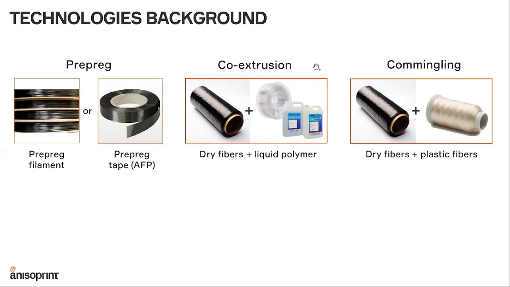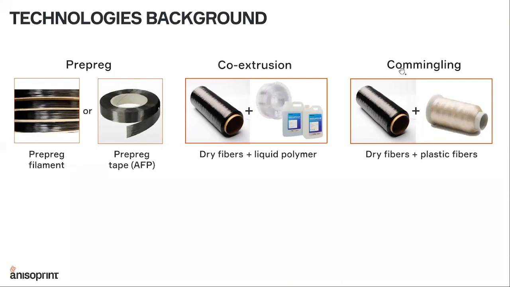Another approach we call co-extrusion. It's when you mix the reinforcing fibers with a liquid polymer material in situ when printing, when shaping, when manufacturing your parts. So the material is born exactly at the same time when it is being shaped to form a structure.